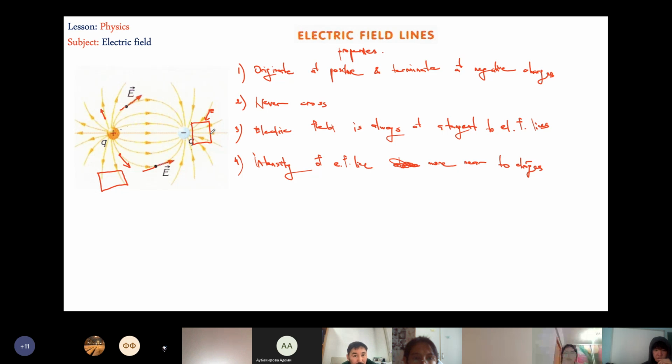Properties of electric field lines: the electric field lines originate at positive charges and terminate at negative charges. Or charges, sorry. What about the electric field lines? They never cross, ешқашан қиылыспайды.